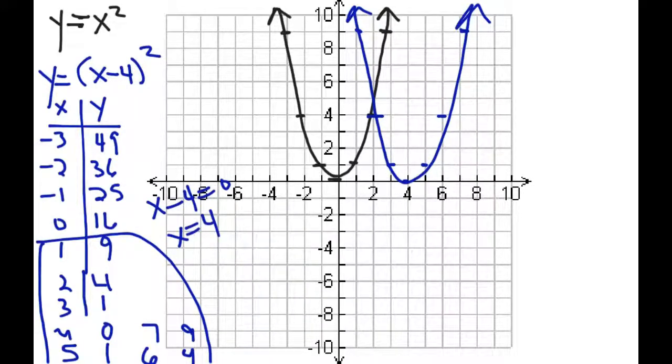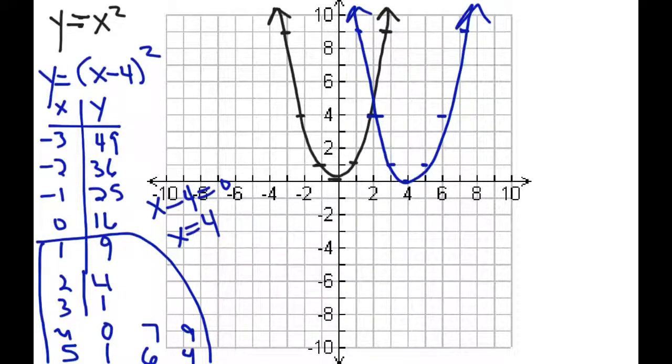That basically says move it to 4 on the number line. Well, to move it to 4 on the number line, you have to move it to the right. And the shape of the graph looks the same. Nothing about the parabola looks different other than the fact that I moved the whole thing to the right. Okay, so now let's do this.